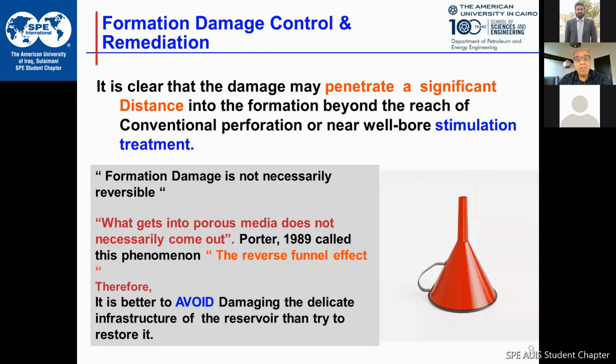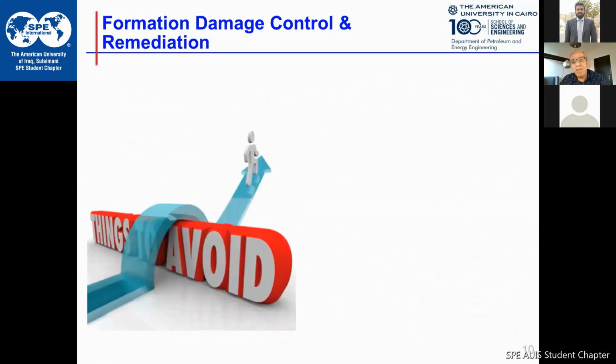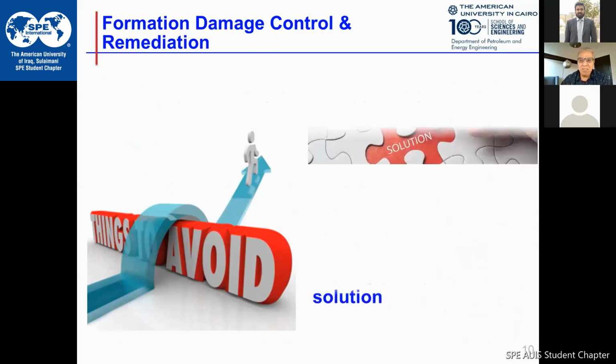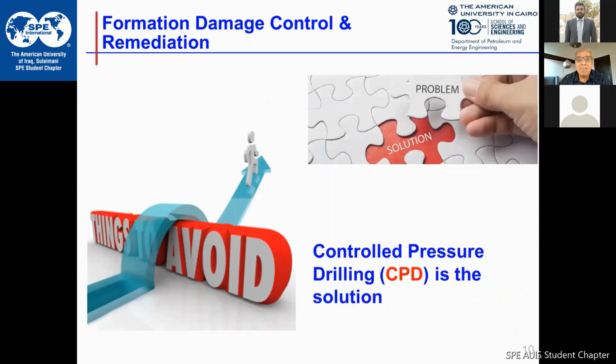So to conclude, we have to prevent formation damage instead of fixing it, especially when we talk about delicate formations such as shale or tight gas. So we had better prevent formation damage ahead of time. Well, how can we do that? How can we prevent the damage before it happens? We know the problem, and we need to remove it by putting a solution in place. One way to do that is by controlling the pressure while we drill. How can we do that?